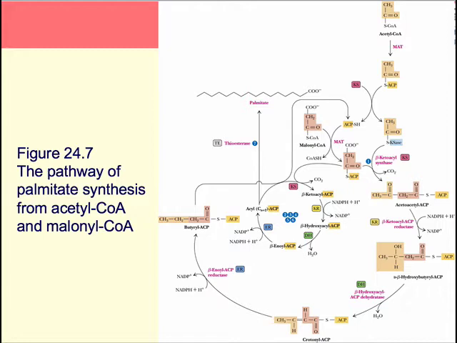This figure looks daunting. It shows the pathway of palmitate synthesis from acetyl-CoA and malonyl-CoA, but we can break this figure down and make it understandable. Start at the top and see that acetyl-CoA reacts with the malonyl acyl transferase to form an acyl carrier protein adduct, an acetyl group linked to the acyl carrier protein.